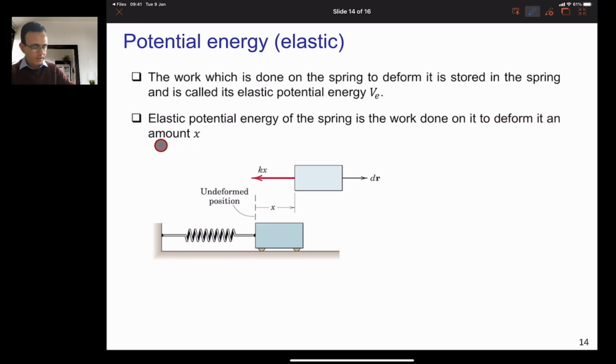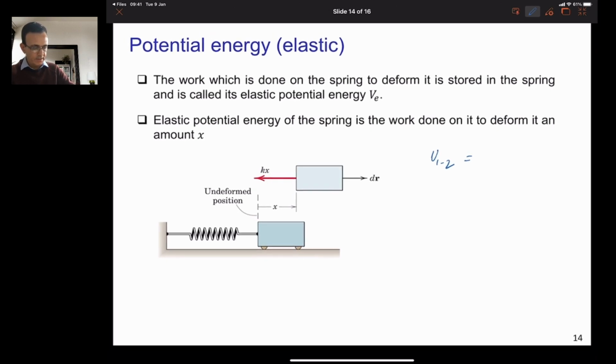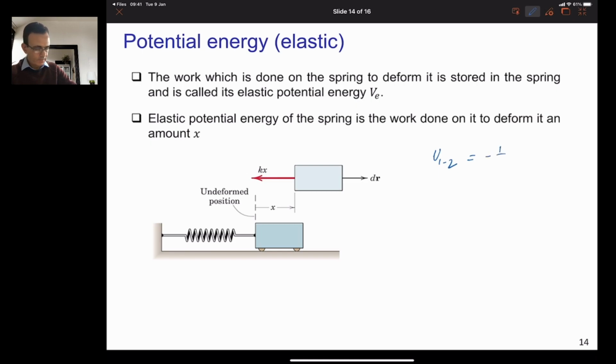So the elastic potential energy of a spring is the work done on it to deform it an amount x. In the previous case, we derived that if you move a body of mass m, which is attached to a spring, from x1 to x2, the work done will be equal to minus half k (x2 squared minus x1 squared). So this was the work done when you move the body from x1 to x2 attached to a spring, which is the work done of the spring force, shown by this equation here.